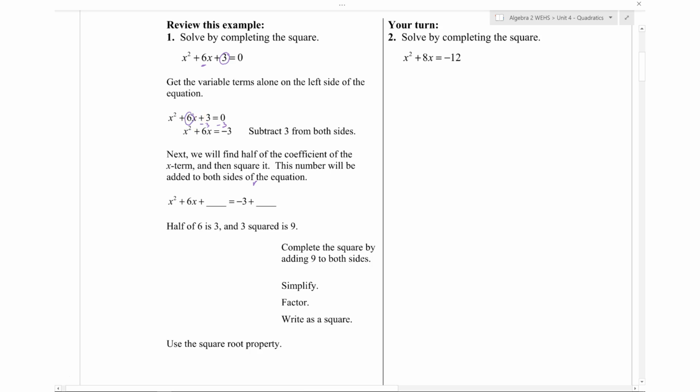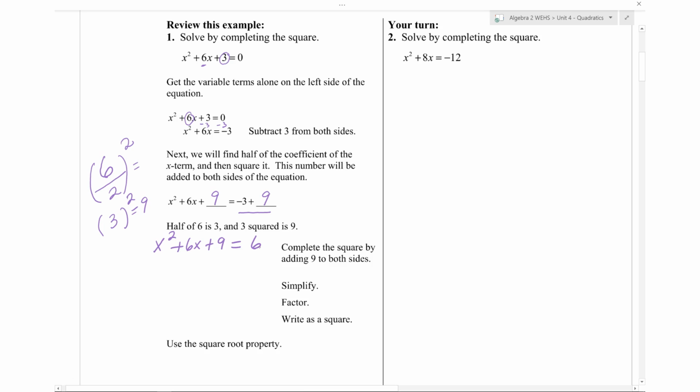And then square it. So we're going to take the middle coefficient, divided by 2, and we're going to square it. So 6 divided by 2 is 3. 3 squared gives you 9. So we're going to go ahead and add 9 to the left side, as well as add 9 to the right side. So I have x squared plus 6x plus 9 equals, and if I add these two, I'm going to get 6.